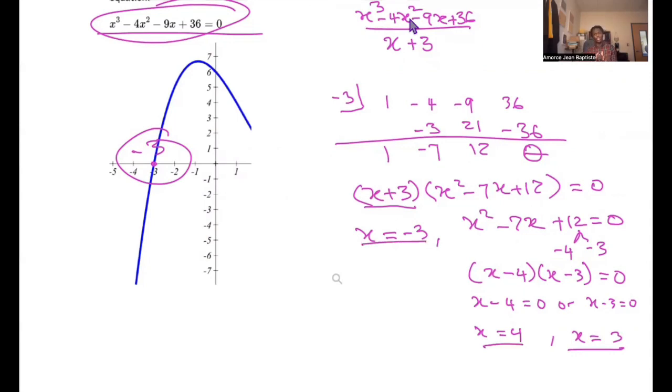So what I'm showing you here is that in some problems, they can give you all the zeros on the graph, but they can give you just one and ask you to find the other ones. Or they can give you 2 and ask you to find the third one or the fourth one. So that's what you need to be prepared for on your homework and potentially on your test.